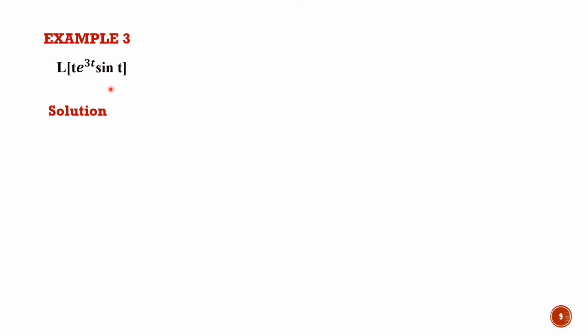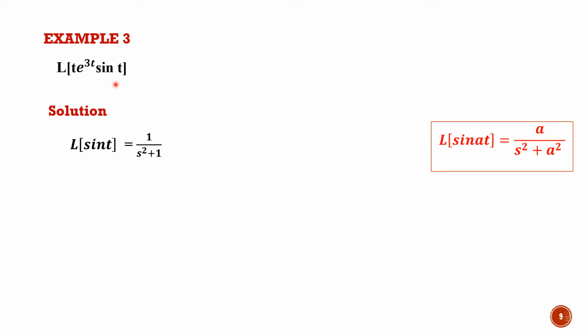When a function is multiplied by e raised to, apply the first shifting theorem. When this function is multiplied by t, apply the multiplication by t property. So always start with the function which is on the extreme right, which means the extreme right function is sine t. So calculating L of sine t, L of sine at is a upon s square plus a square. So L of sine t will become 1 upon s square plus 1.